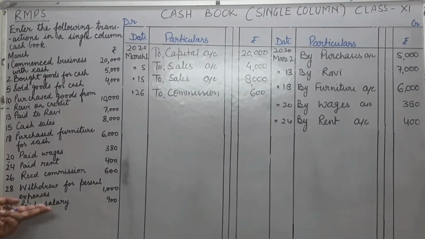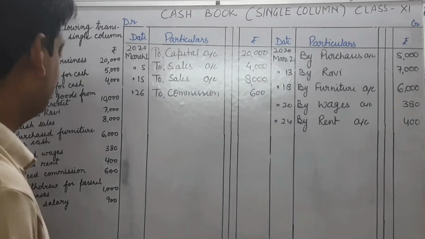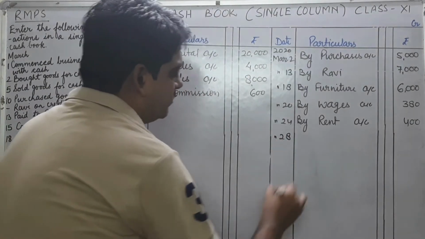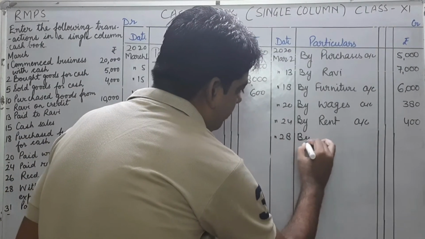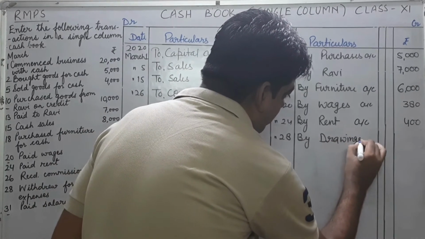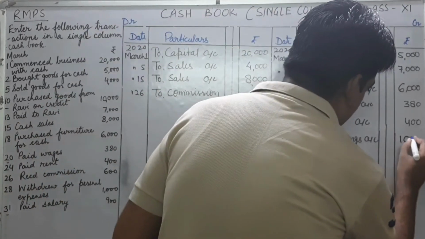Then next is withdrew for personal use, personal expense, that is drawings account debit to cash. Once again, this is one of the payments. March 28, by drawings account, rupees 1,000 will come in amount column.